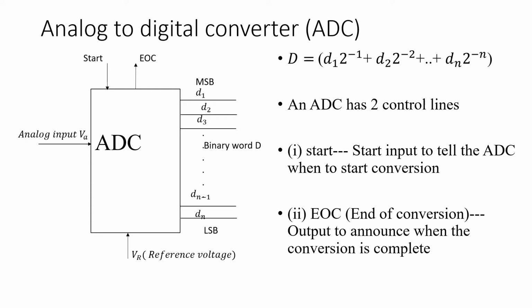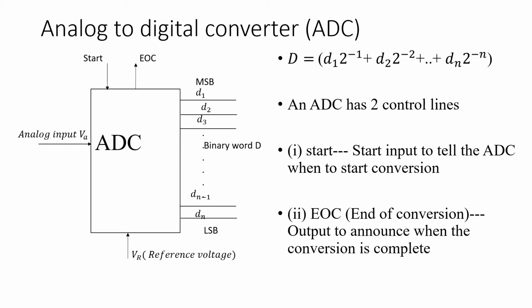So, analog to digital converter. Here, in the analog to digital converter, we are providing the analog input VA and we get the digital output D1, D2, D3 up to Dn minus 1, Dn. Dn is the LSB, the last bit, and this one is the first bit, the starting bit, the MSB, the most significant.